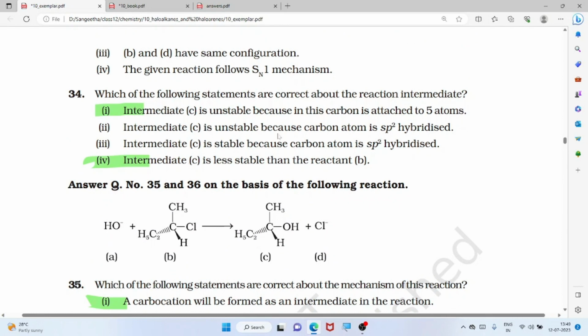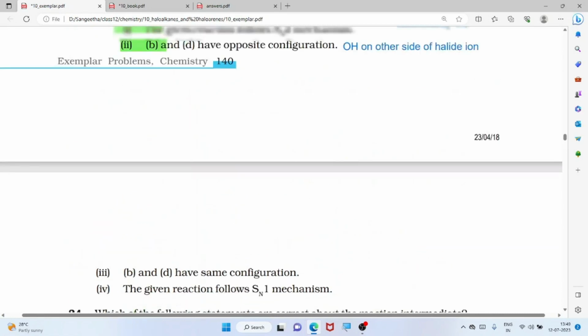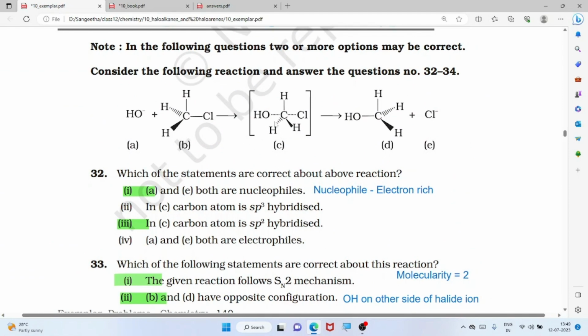Which of the following statements are correct about the reaction intermediate? Intermediate is unstable, yes, because the carbon is attached to 5 atoms. Intermediate is less stable than the reactant B, yes, that is unstable. This one is unstable.